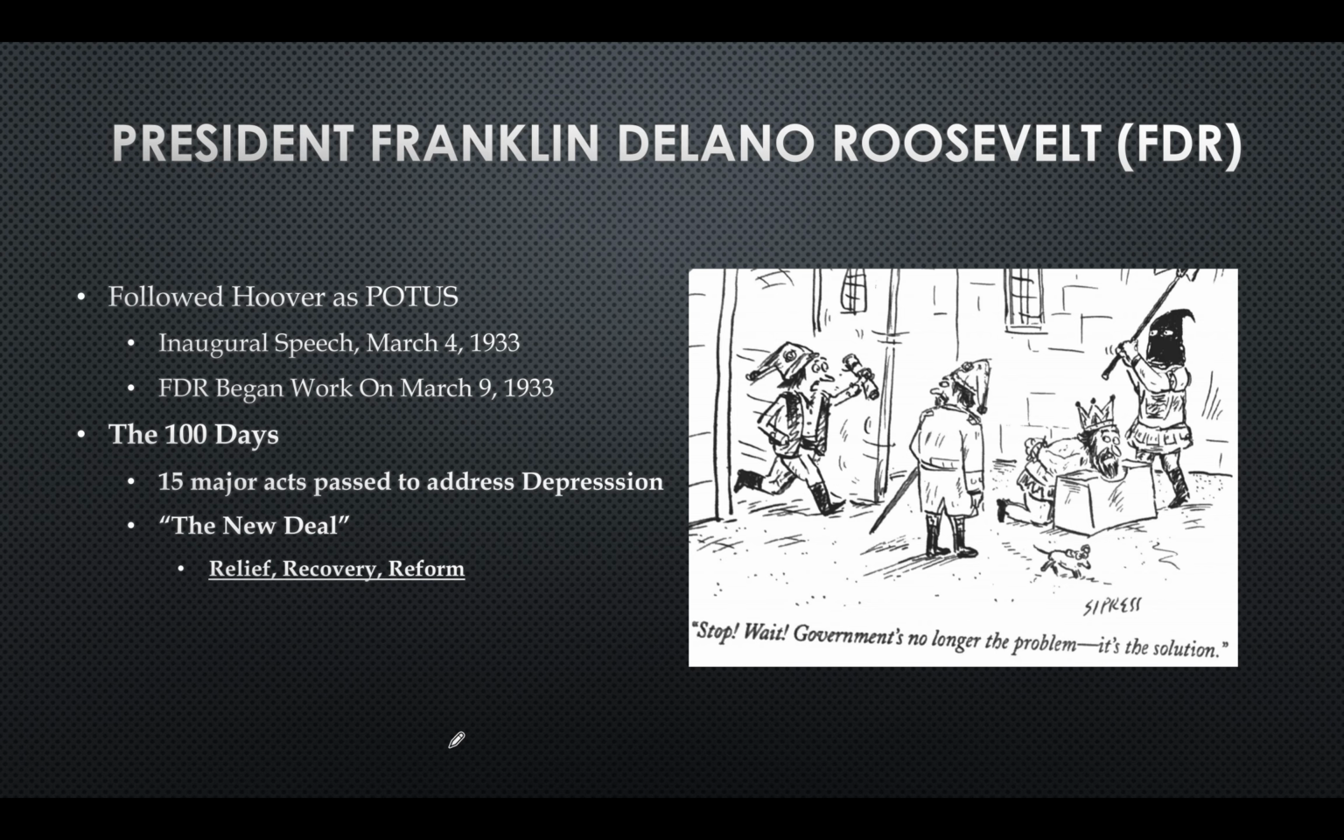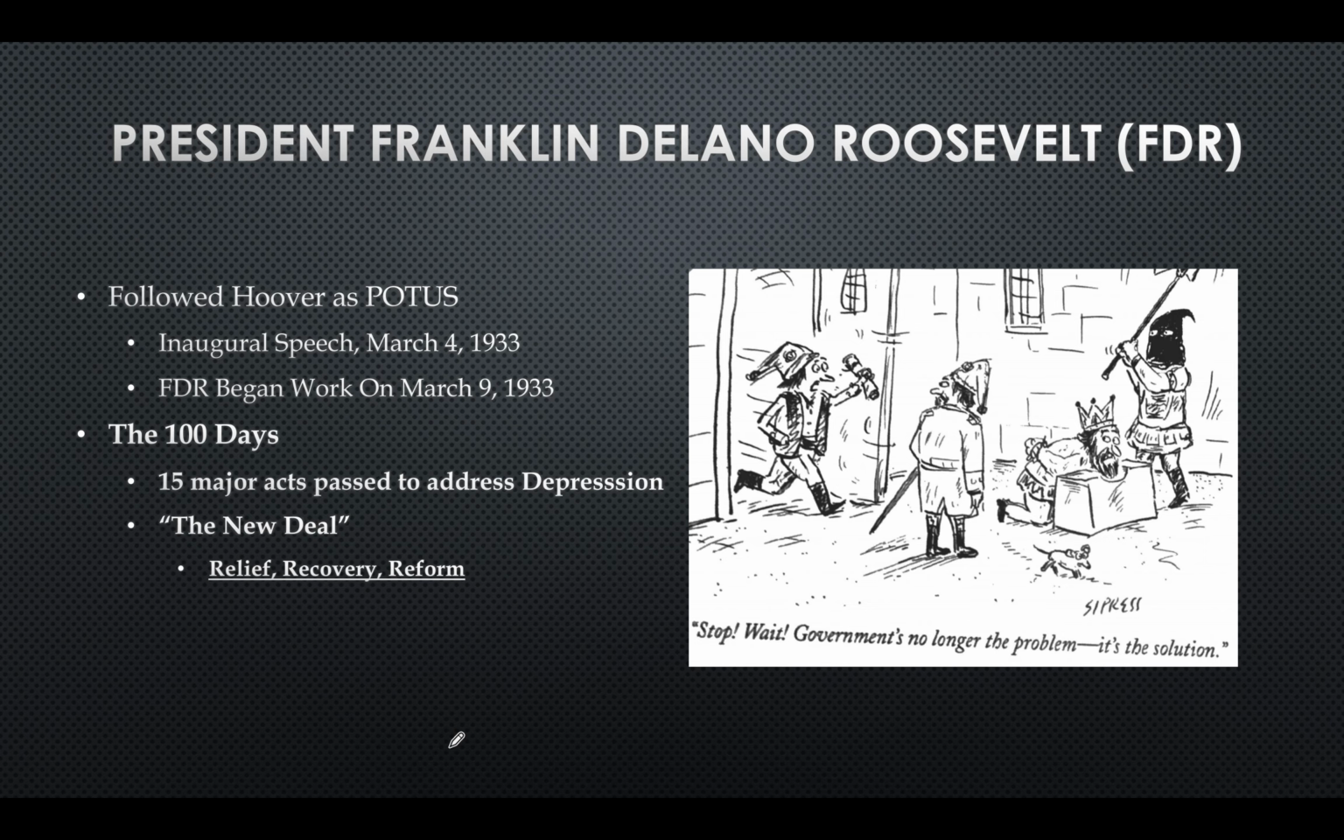What he did during this time, he passed 15 major acts to address the Depression, and it was called the New Deal. This New Deal focused on three things, the three R's: relief, recovery, and reform. So relief, the first thing we gotta do is make sure people can live. Get people jobs, right? We need to make sure people can have access to food and are safe in a home. Okay, so that's relief.